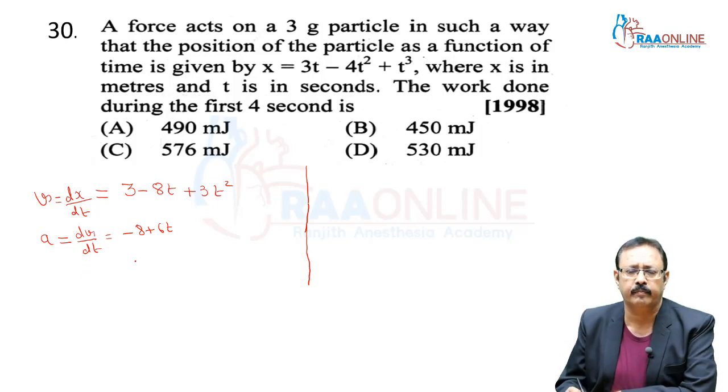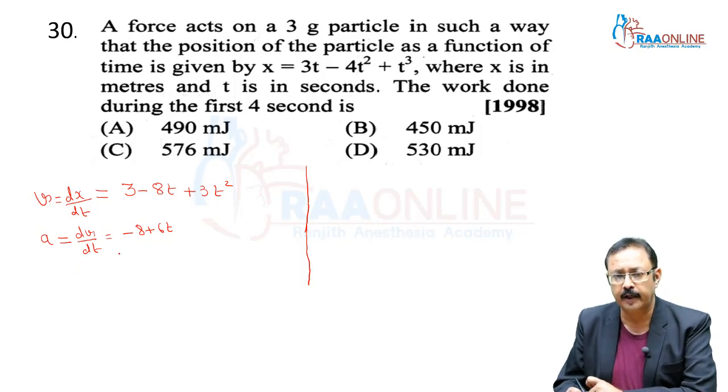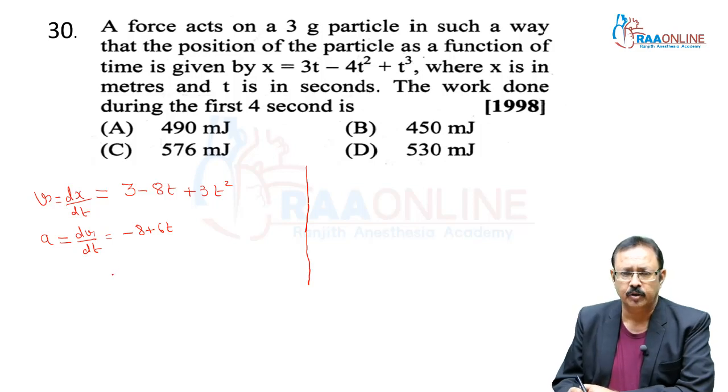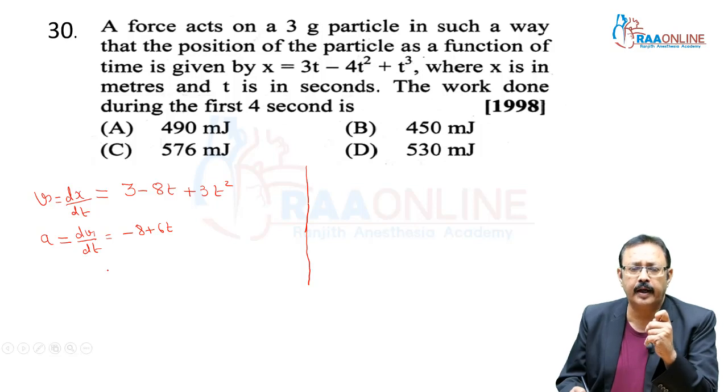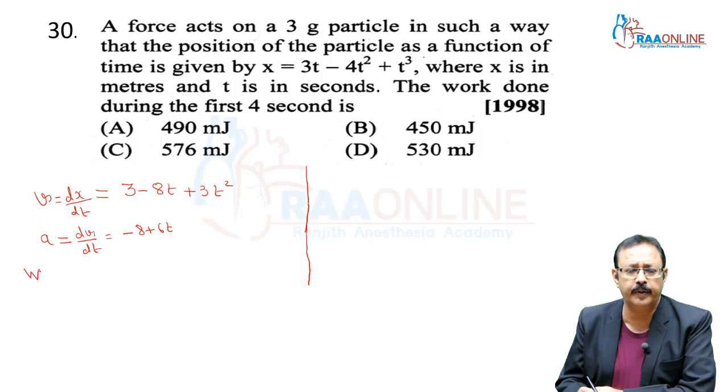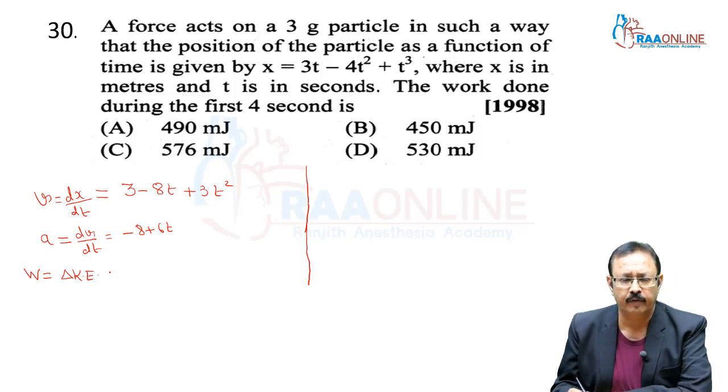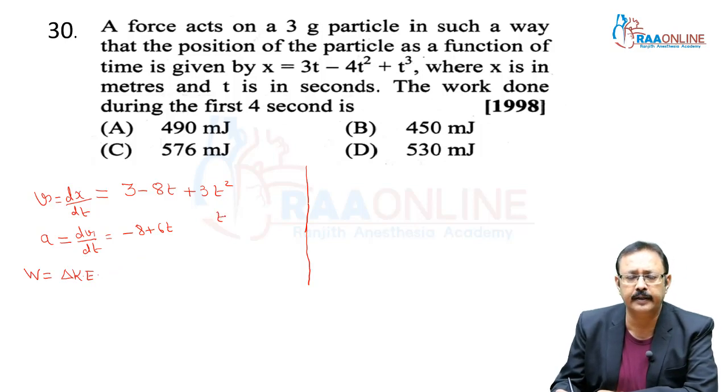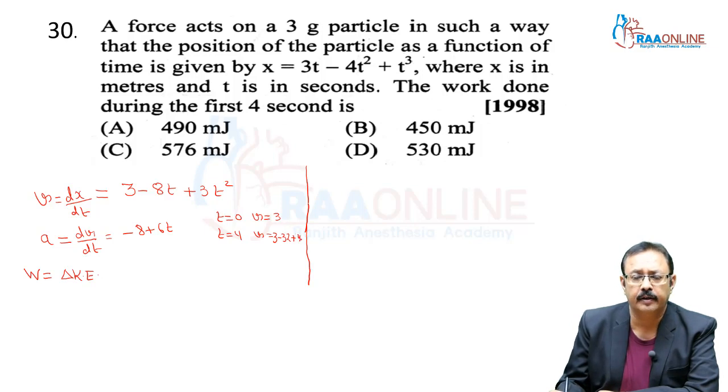Since acceleration is not constant, it means force is not constant. So we have to take the help of the work energy theorem. It means work done should be the change in kinetic energy. What was the initial velocity? At t equals 0, v was 3. At t equals 4, v was 3 minus 32 plus 3 times 16, which is 48. So we are getting 19.